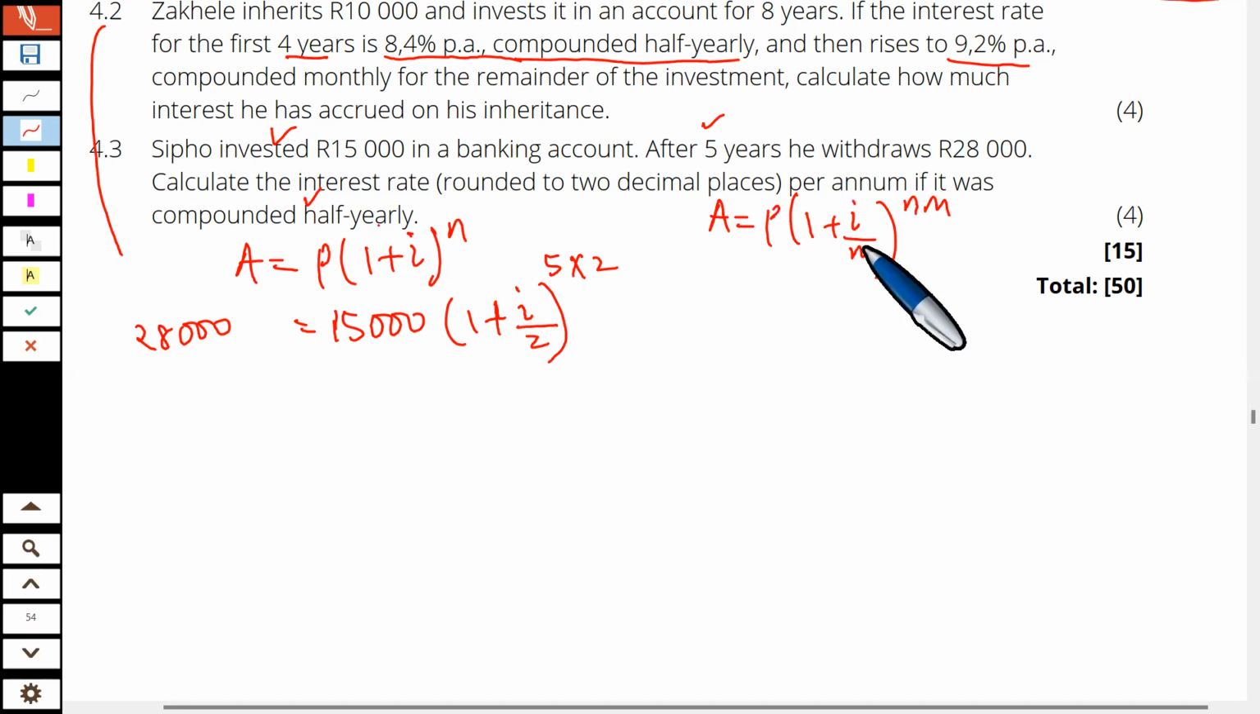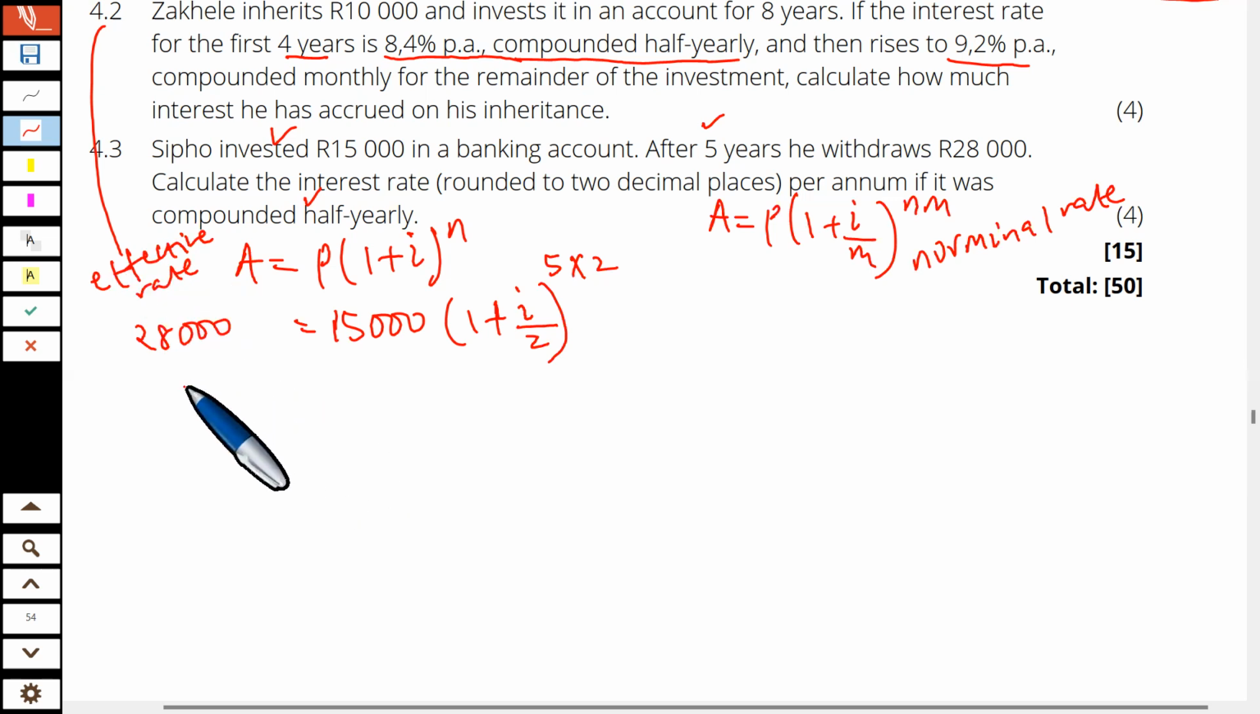That is the formula we're using. This one is for the effective rate, this one is for the nominal rate, but here we're using the nominal rate formula. And this one is for the effective rate. So when you get this, therefore, it is 28,000, which is 15,000 into 1 plus i over 2.